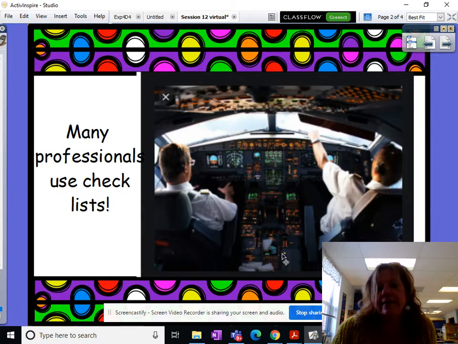So, take a look at the inside of this airplane, this cockpit of the airplane. Look at all of those controls and all of those things that a pilot has to do. And a pilot is one of many professionals that uses a checklist to make sure they don't forget to do anything before they take that plane with 200 passengers up in the air. Just imagine for a minute trying to fly an airplane without a checklist to go through to make sure you've done everything you were supposed to do. So many professionals, not just pilots, use checklists, and writers also use checklists.